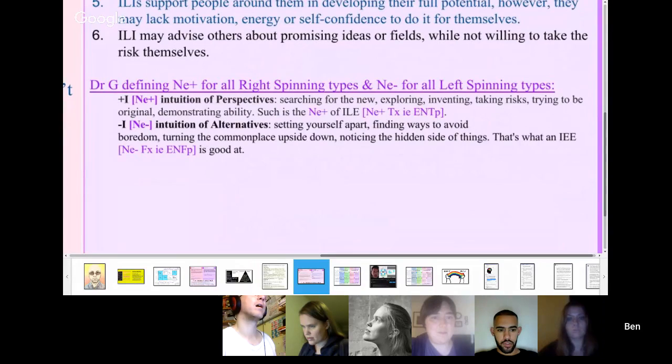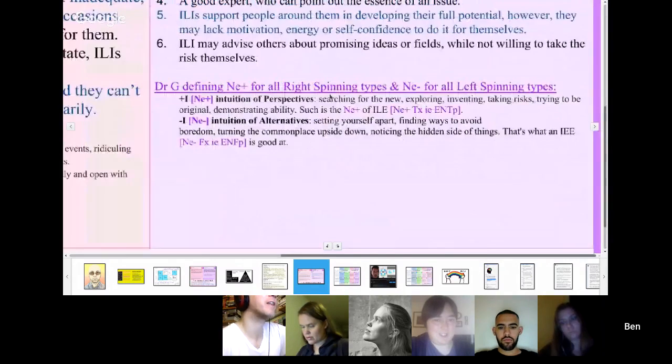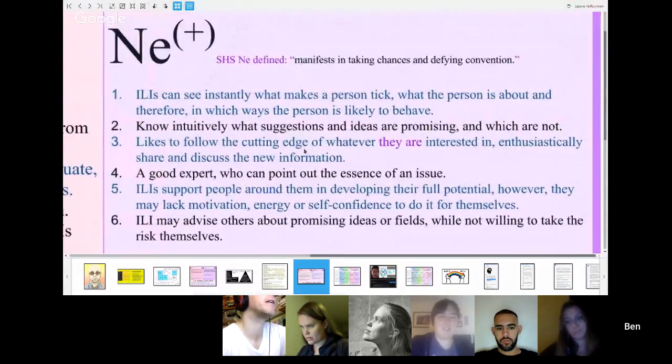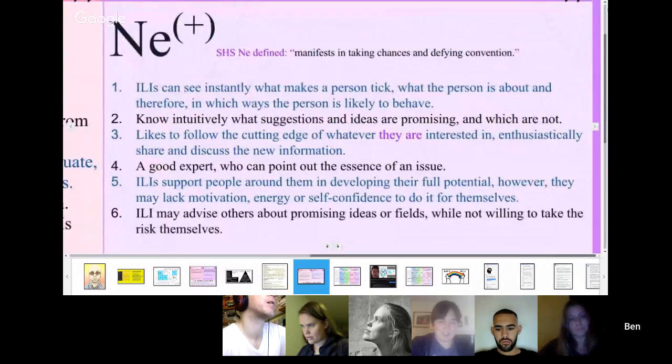NE plus for sure. Right. In your mind, but do you do it in action? That is the crux of the control function, and we'll see that in the bullet points in a moment. So basically, NE plus is how ENTP operates, and NE minus is how ENFP operates.